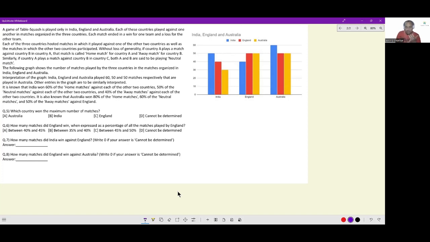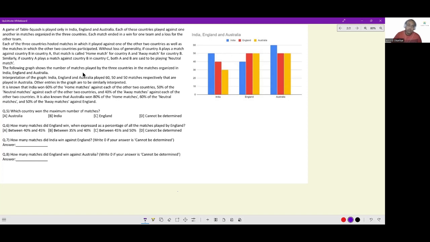A match is simultaneously a home match for one team and an away match for another team. But a match is neutral for both the teams involved. If it is a neutral match, it is neutral for both. If it is home for one, it is away for another. Why this kind of definition is important is, think of it like a normal match where the outcome is a win for one team and a loss for another team. But when it is a draw, it is a draw for both. With that understanding, let us move forward.